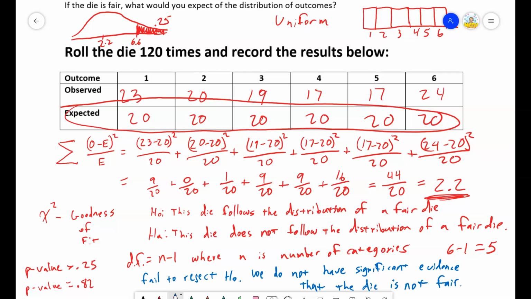So we would conclude we do not have significant evidence that the die is not fair. And that's your chi-squared goodness of fit test introduction.